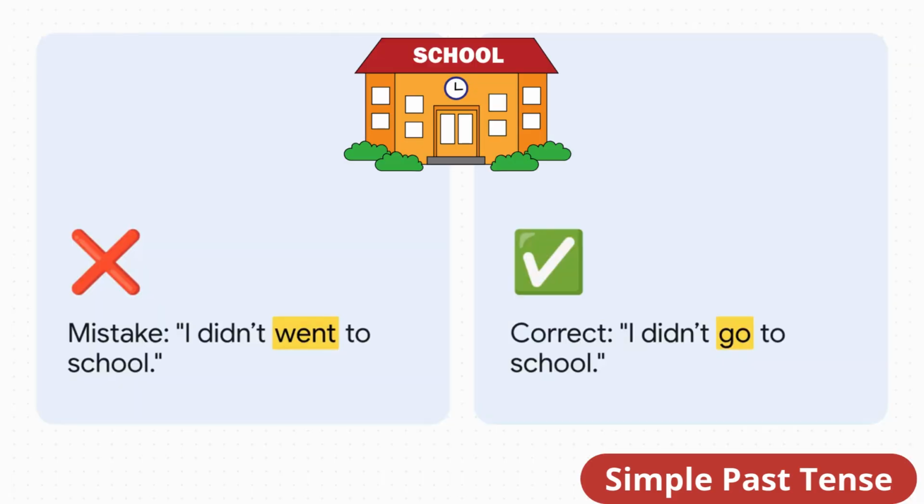Okay, here it is. This is probably the number one mistake I see all the time. Remember our golden rule? Did is already in the past, so the main verb has to be in its base form. So it is never didn't went. It is always, always didn't go. Seeing them side by side like this really makes it stick, right?